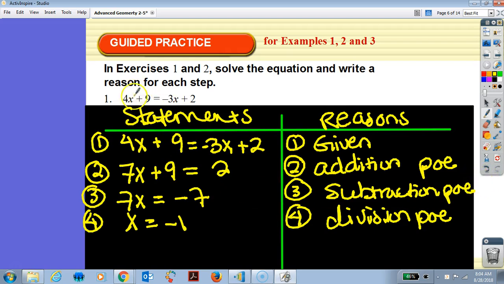And we could always plug back in to double check that we didn't mess anything up. 4 times negative 1 is negative 4. Negative 4 plus 9 is 5. You'd have 3 plus 2 is 5. 5 equals 5, so we know we didn't mess anything up.